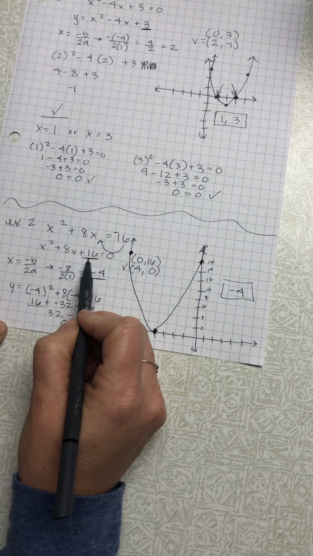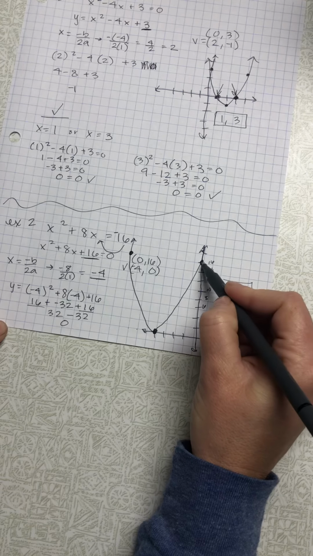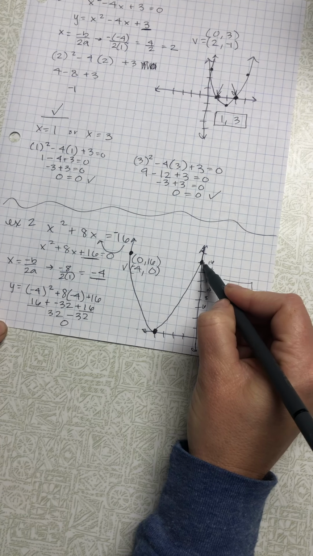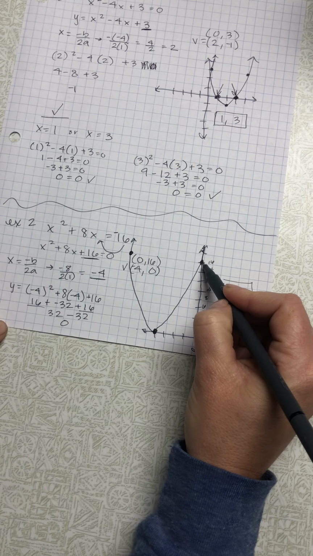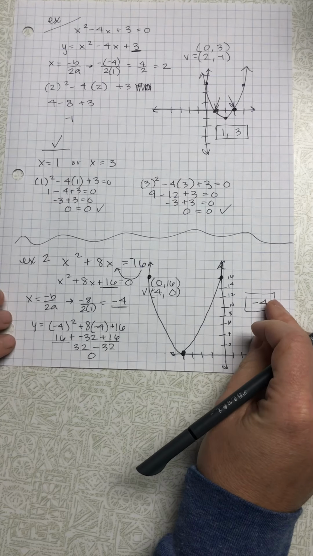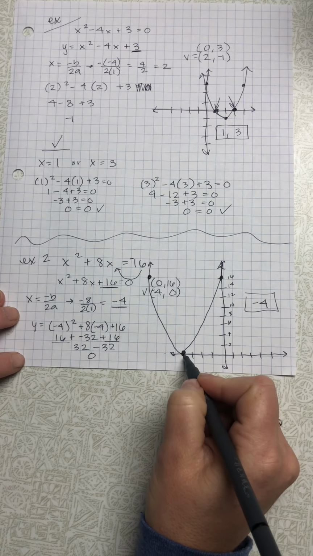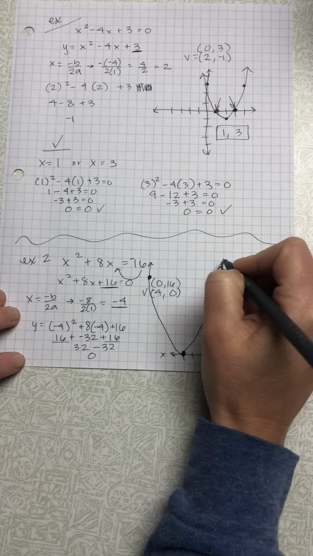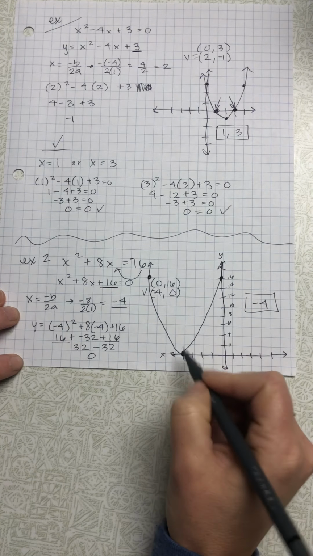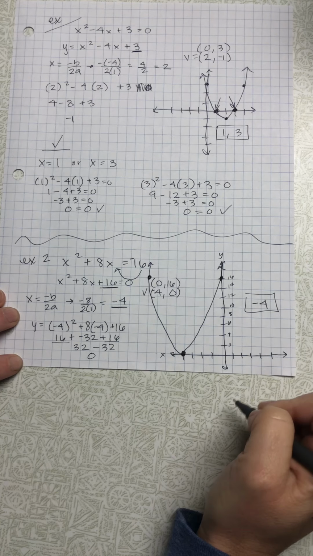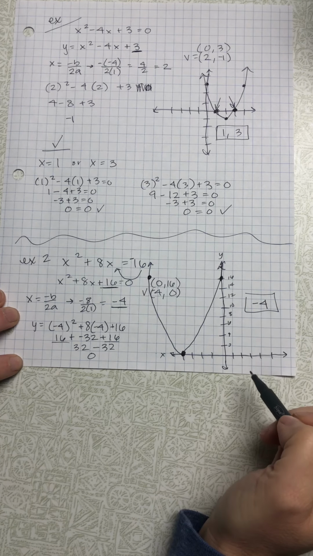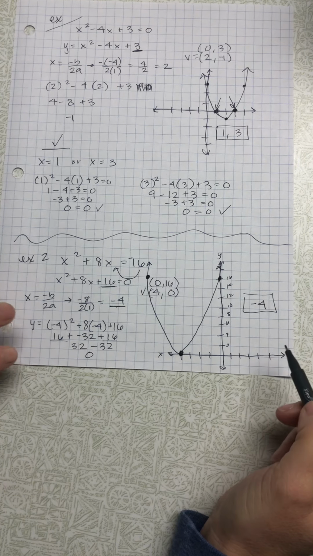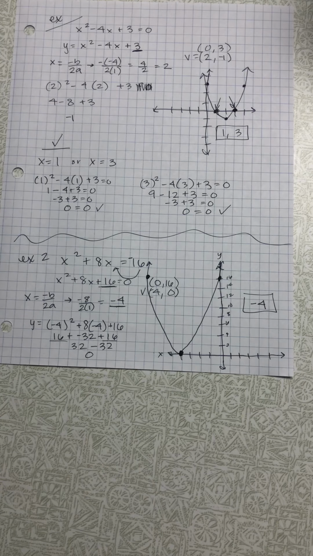And because our C is 16, that means that it's going to cross through the y-axis at 16. And because it starts at the vertex at the x-axis and it doesn't cross through, there's only one solution. So this is an example of one answer. Okay? Let's try another example.